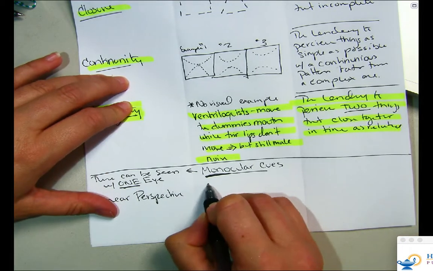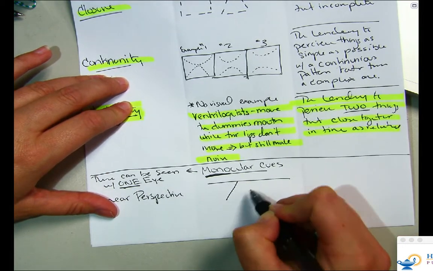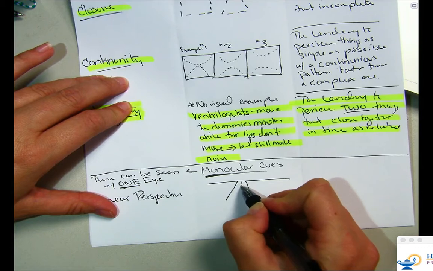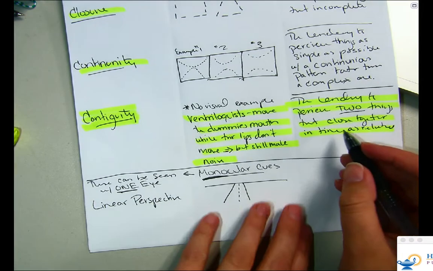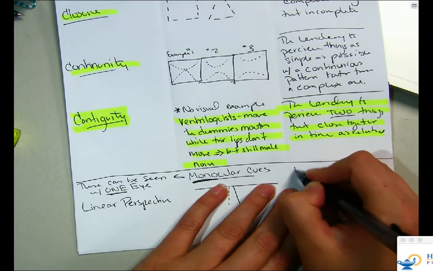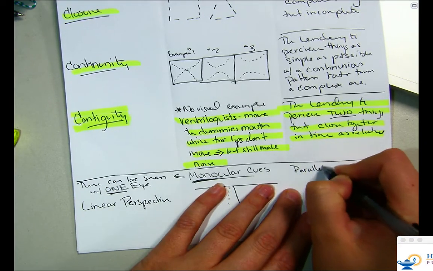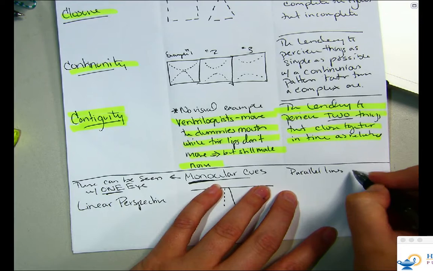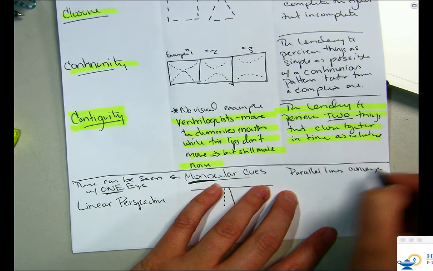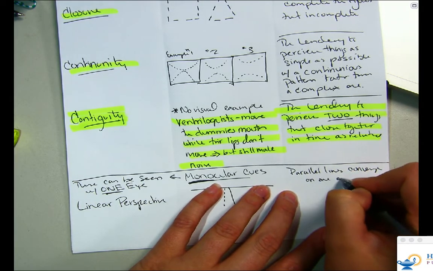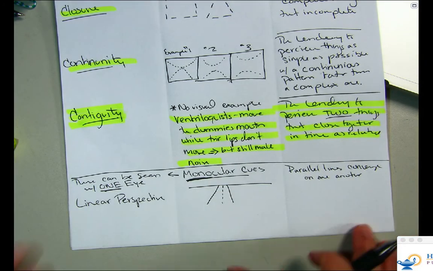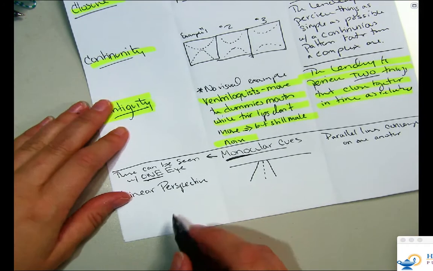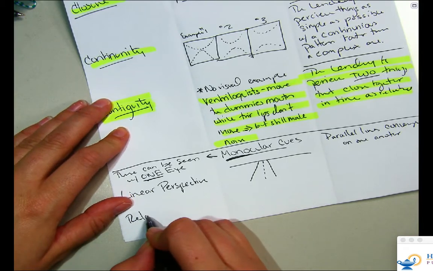Okay, so what that looks like, okay, parallel lines converge on one another. Okay, we've all had to do that city landscape kind of thing, correct? Okay, so that's one. Then you have relative size.